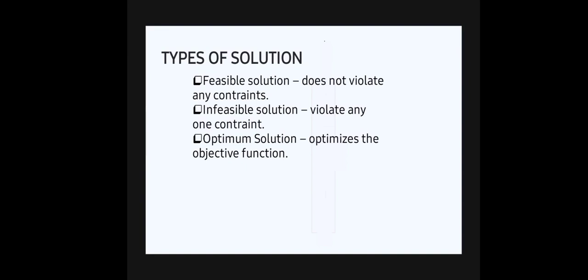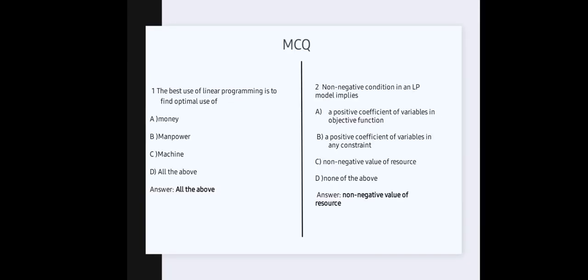An infeasible solution can violate any one of the constraints, and some variables may attain negative value. And the optimum solution is a feasible solution which optimizes the objective function. And here come the MCQs. The best use of linear programming is to find optimal use of money, manpower, machine, and the answer is all of the above. Non-negative condition in an LP model implies non-negative value of a resource.